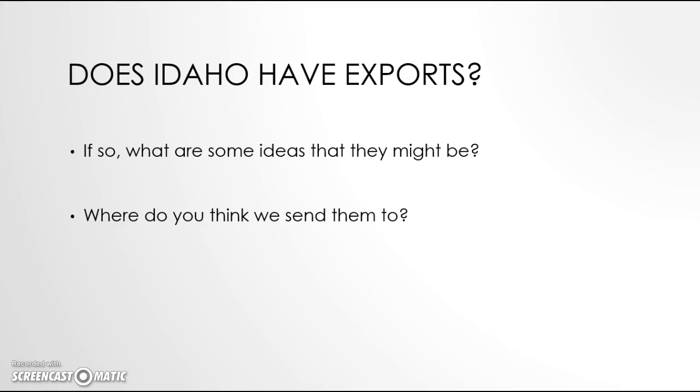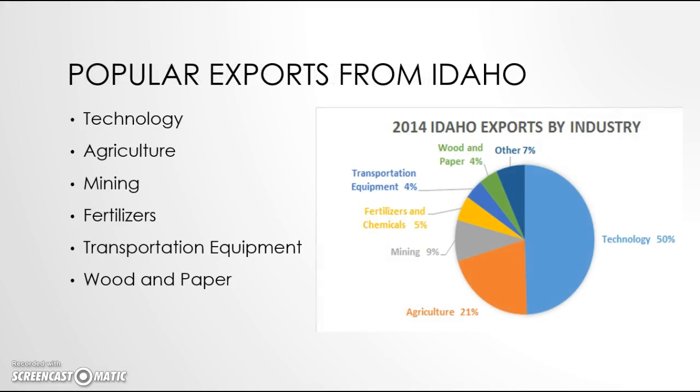Okay, now that you've had some time to think, we'll go into it a little bit. So some very popular exports from Idaho are technology, surprisingly. They make up 50% of our exports. Then next is agriculture. It makes up 21% of our exports. Mining makes up 9%. Fertilizers and chemicals make up about 5%. Transportation equipment, which would be like parts for cars or trains, anything like that, could be about 4%. Wood and paper make up about 4% of our exports, and then other random things make up about 7%.